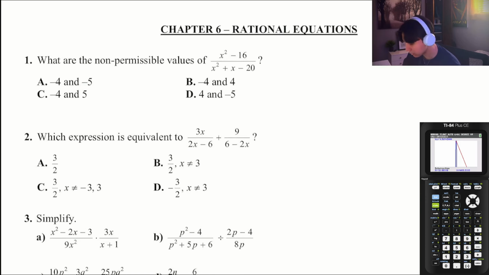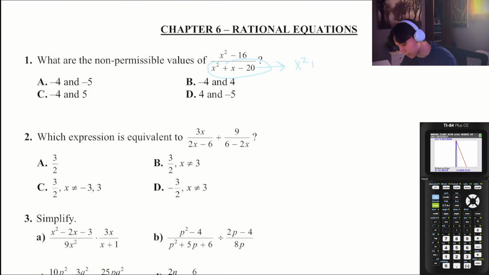Alright, rational equations. How do we find the NPVs? Remember, NPVs are the values that make our denominator equal to 0. Remember, when we're dividing, we typically don't want our denominator to go to 0, because then it would be undefined. So all we have to do for NPVs is look at our denominator, so the lower part of our fraction, and factor this.